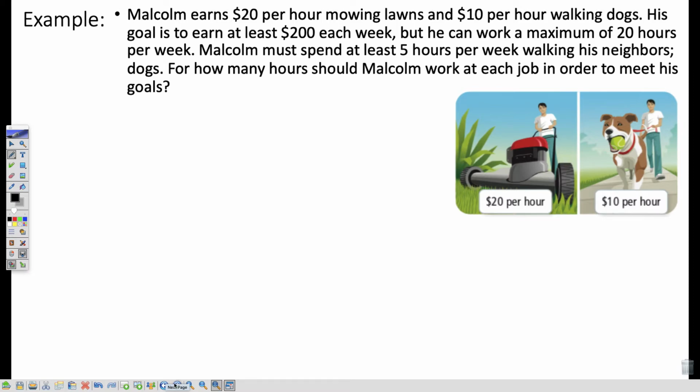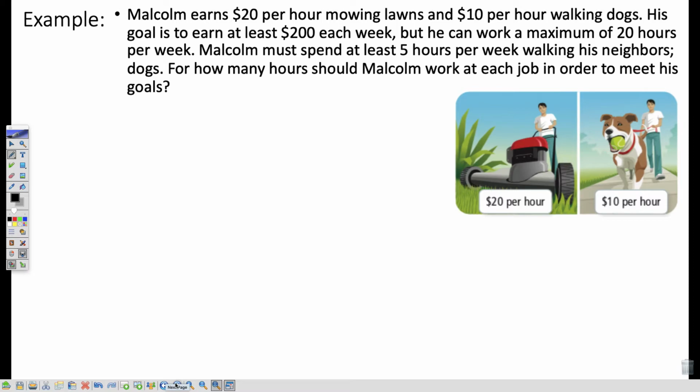Malcolm earns $20 per hour mowing lawns, $10 per hour walking a dog. His goal is to earn at least $200 each week, but he can work a maximum of only 20 hours a week, and he must walk his neighbor's dog for at least 5 hours a week. How many hours should Malcolm work at each job in order to meet his goal?